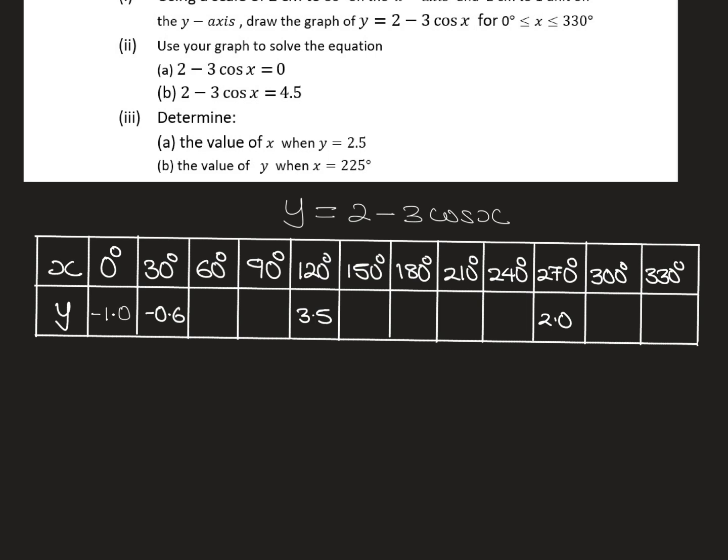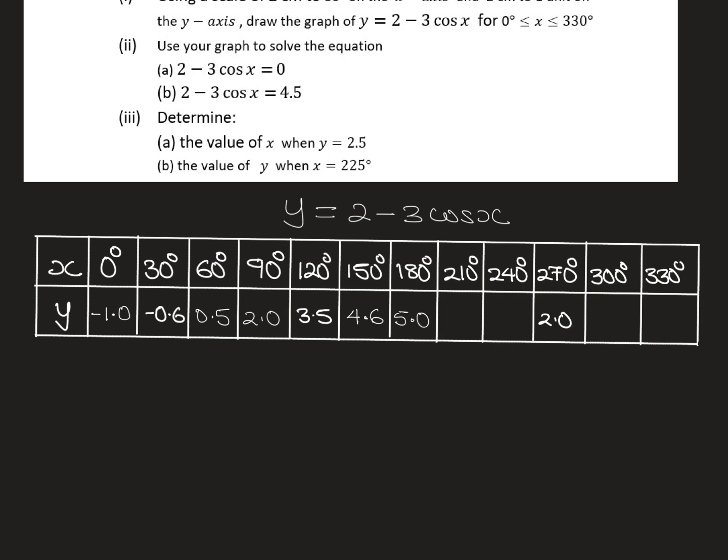So 2 minus 3 cos 30 is minus 0.6. 2 minus 3 cos 60 is a positive 0.5. 2 minus 3 cos 90 is 2.0. 2 minus 3 cos 120 is 3.5. 2 minus 3 cos 150 is positive 4.6. 2 minus 3 cos 180 is positive 5.0.